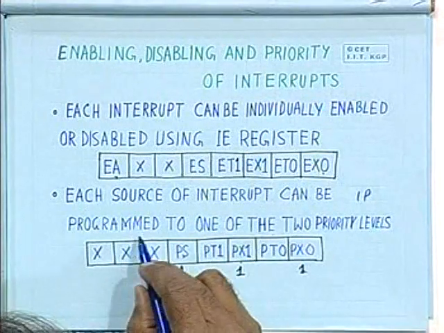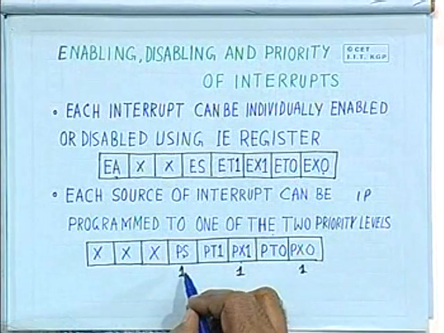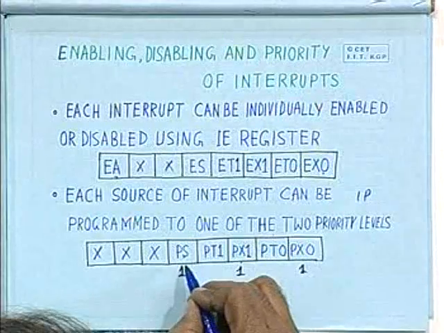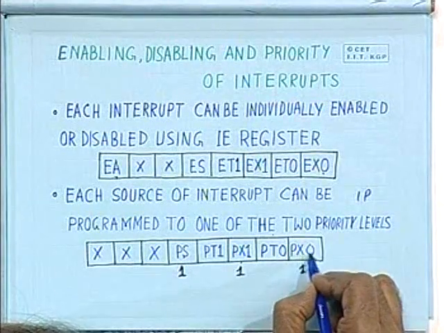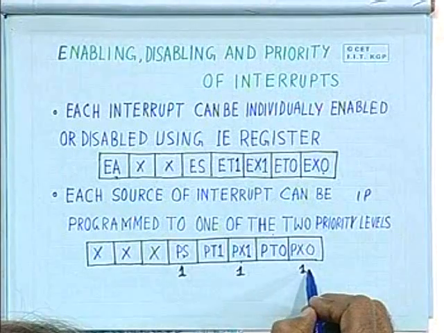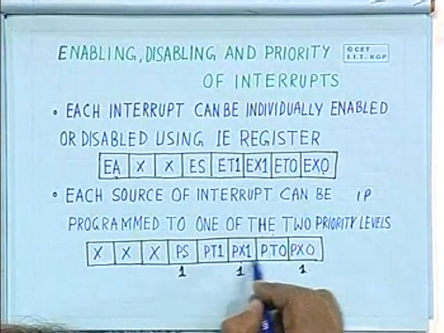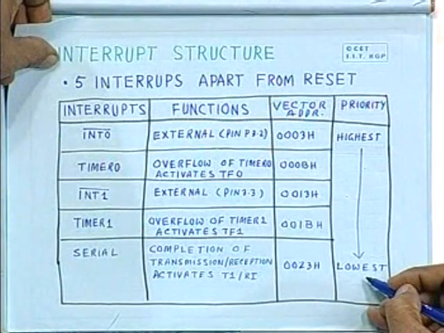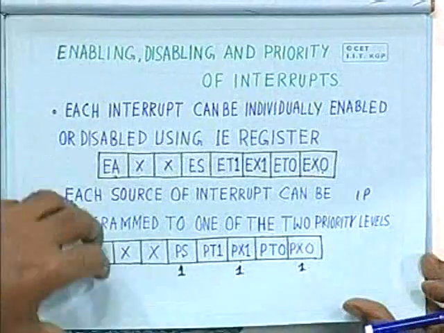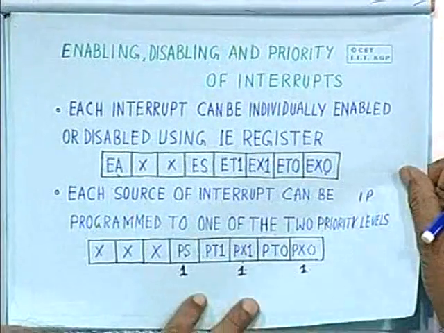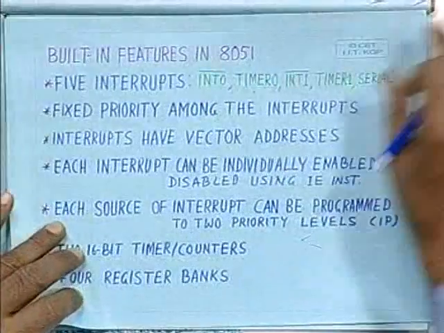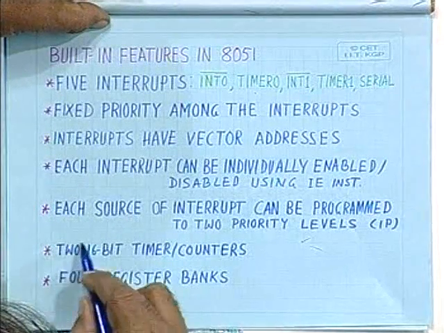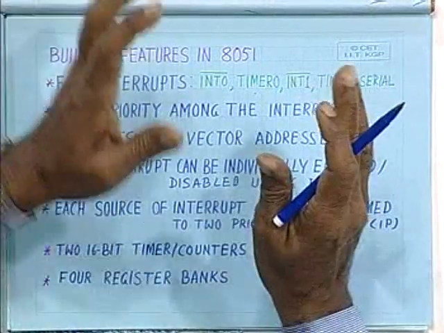Moreover, each source of interrupt can be programmed to one of the two priority levels. As we know, the 5 interrupts can have their own priority levels. Again, they can be grouped into two separate priority levels. Suppose PS is 1, PX1 is 1 and PX0 is 1. In that case, these 3 are in the same priority level and these 2 are in the same priority level. And among these 3, the priority is decided by the fixed priority order. In this way, you can see the 8051 supports all the features needed for implementing a real-time operating system.